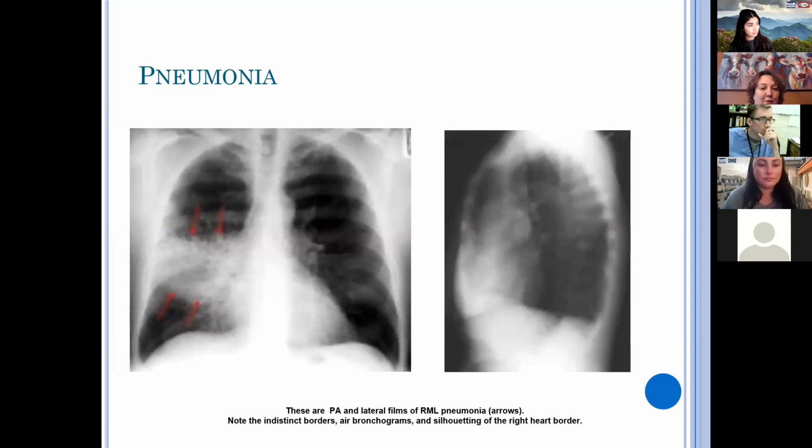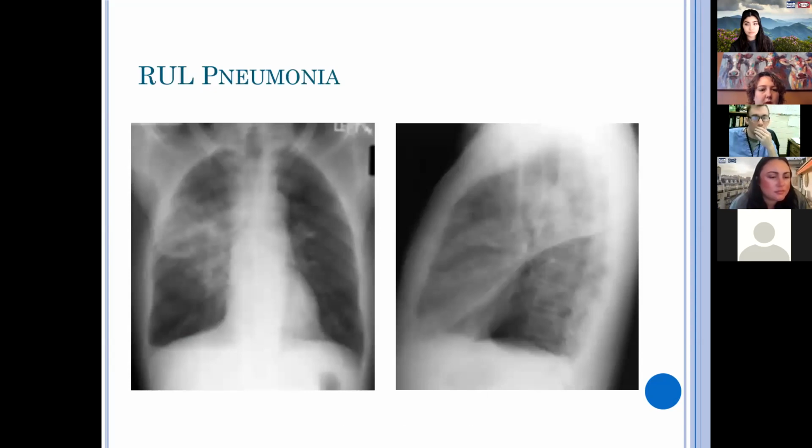So here, again, we're looking at the right middle lobe. You can see here that the borders are very indistinct, although you can make out that it is lobular. It can sort of extend beyond that. There are air bronchograms specifically seen in this section of the lung. And then the silhouetting of the right heart border, so you've lost that right heart border. This is a right upper lobe pneumonia. You can see this area here is affected.